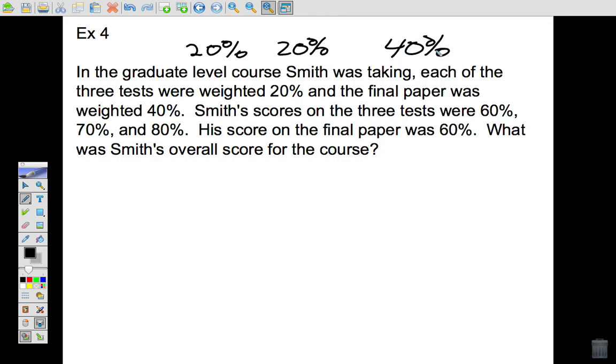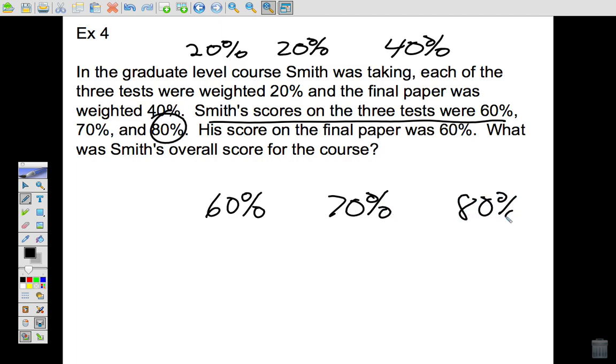Now it gives us scores, but this time it doesn't give scores in just normal points, it gives them in percents. So here are his scores: 60%, and then a 70% on the second paper, and finally on his last paper, his most important paper, he had 80%. So again, this is a little different from the other examples because it's not giving the test scores in points, it's giving them in percents.